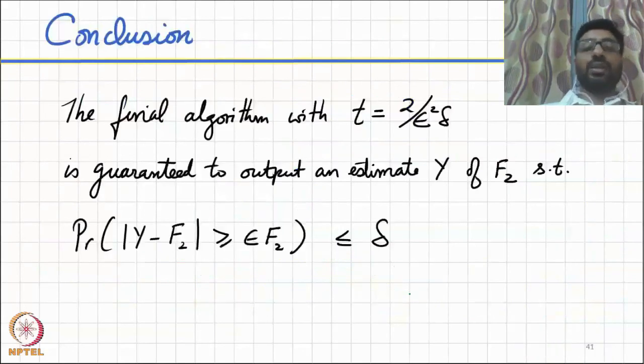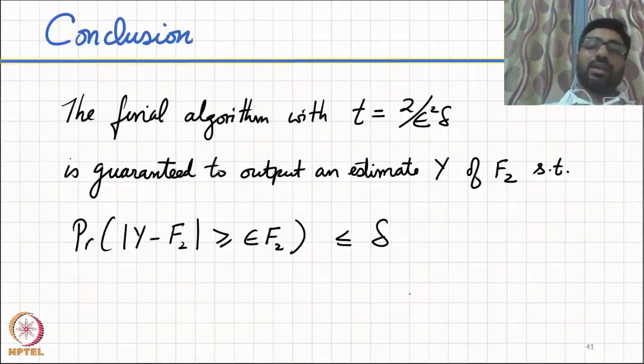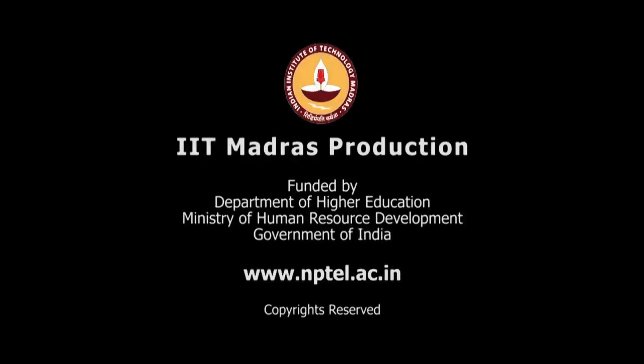So really, with that, we can conclude that the final algorithm that we stated a little while ago, with t set to 2 over epsilon squared delta, is guaranteed to output an estimate y of f2 that ensures that the probability that y deviates from f2 by more than epsilon times f2 is at most delta. So this is exactly what we wanted, and we have that. This is a very nice, clean algorithm, which is quite surprising, because at first sight at least, this problem does not come across as having such a clean algorithm. It's quite surprising, but we do have such an algorithm and a very clean, simple analysis as well. So that brings us to the conclusion of this lecture.